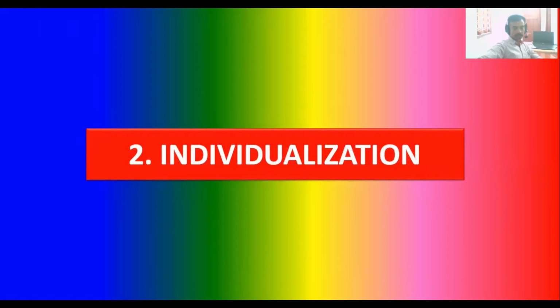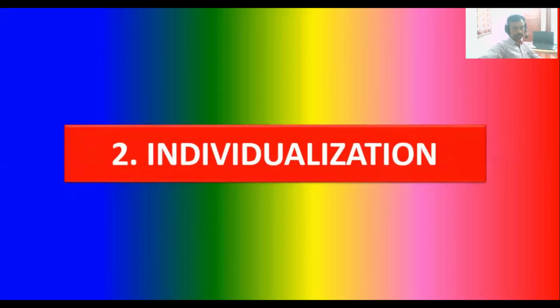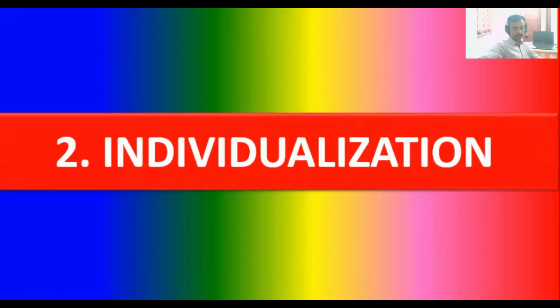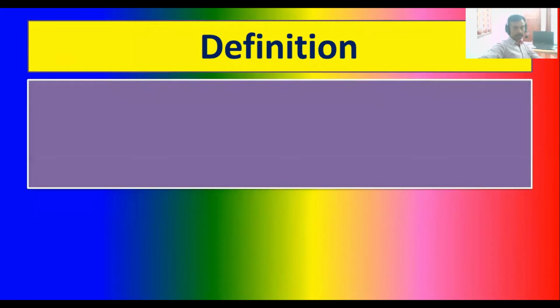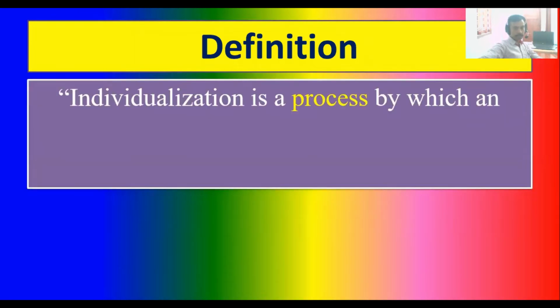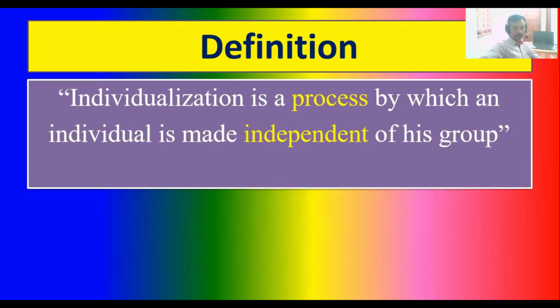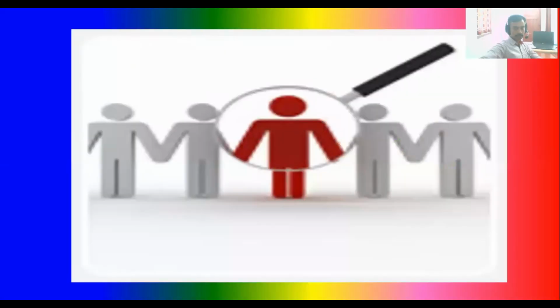Second section, individualization. Definition: it is a process by which the individual is made independent of his group. Look at this: in a group, a single person is separately considered.